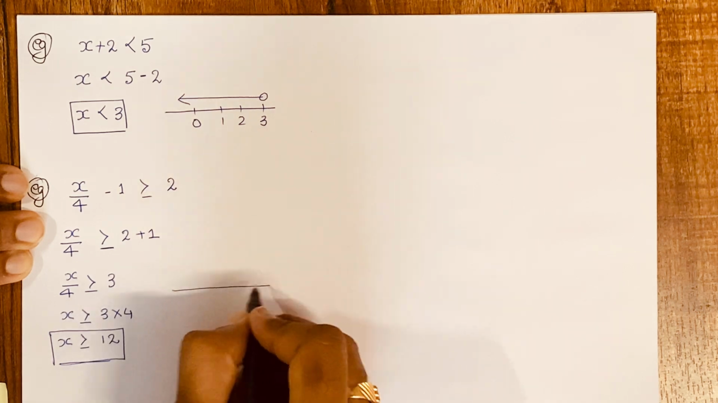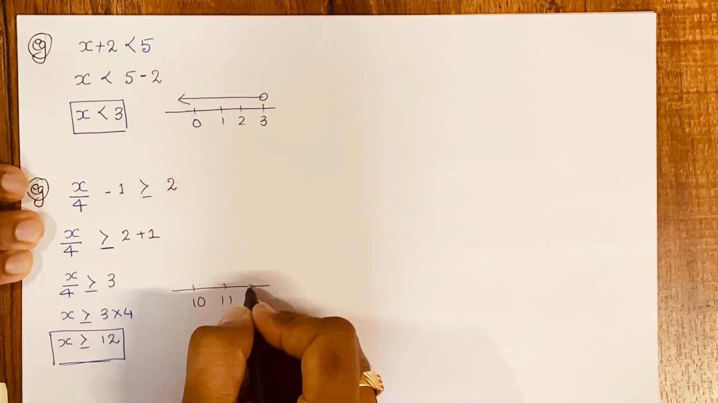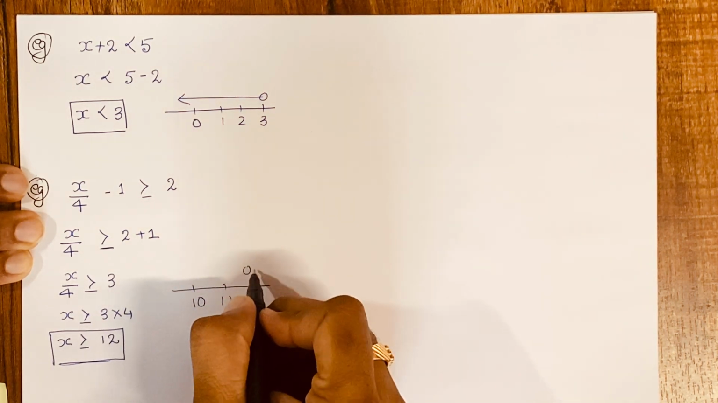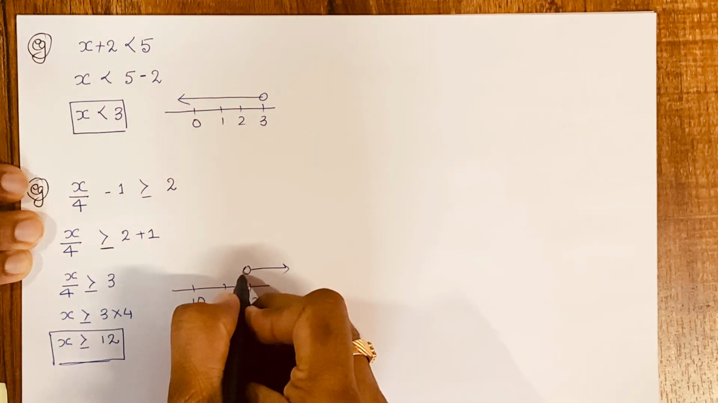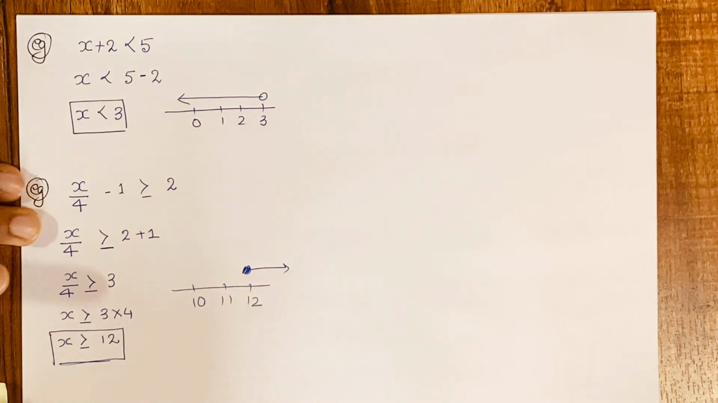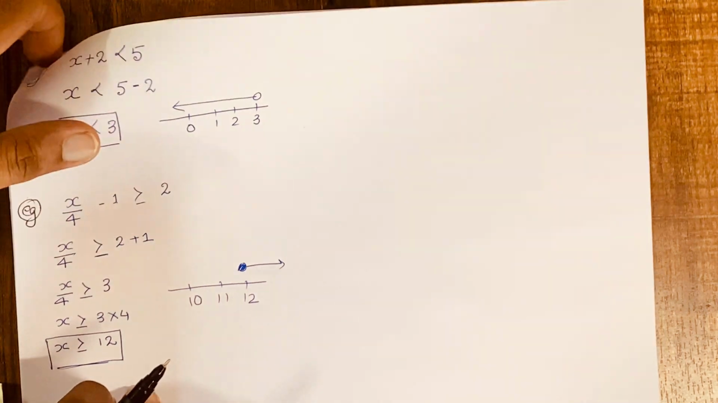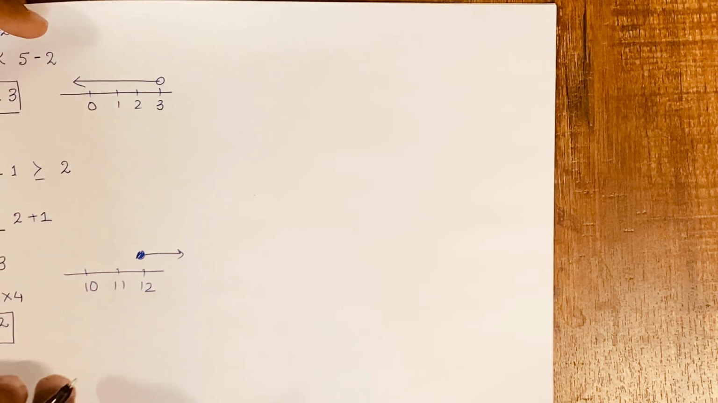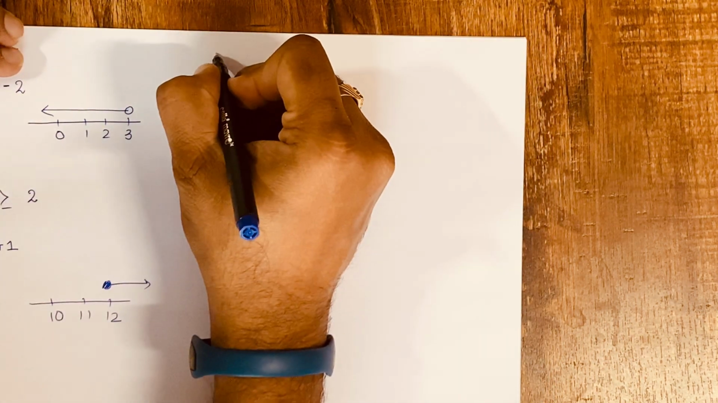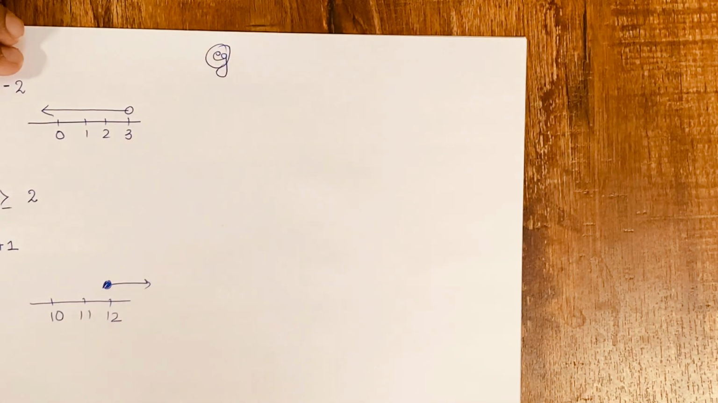If you want to draw a number line, mark 10, 11, 12. It is greater than 12, and this 12 is included, so mark it with a bold dot. This way we solve any linear inequality. Let's go and do some more questions.